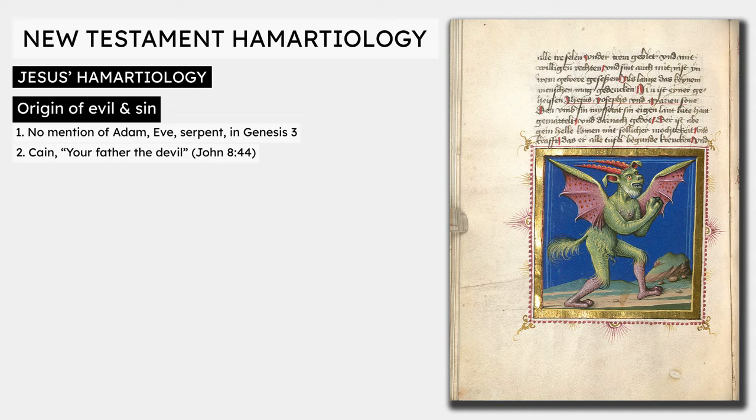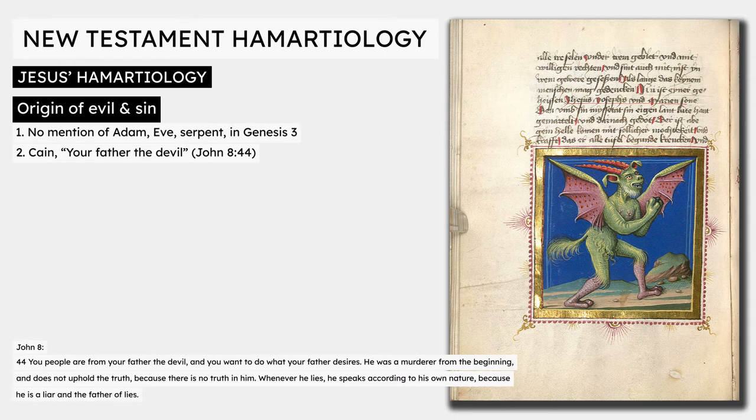First, to what does Jesus attribute the origin of sin? Despite what we might expect, Jesus never mentions the narrative in Genesis 3 in the Old Testament, which describes how the woman Eve was tempted by a serpent to break God's commandment, and the man Adam then followed her example. However, in John 8:44, Jesus does seem to allude to some of the events in Genesis 4.